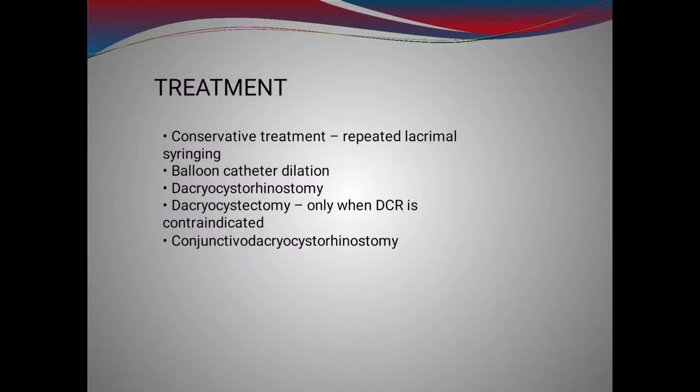In dacryocystectomy, we just remove the sac, but it will not solve the problem of epiphora. Patient will have constant watering, because where will the tears go? And in conjunctivo-dacryocystorhinostomy, this procedure is done when there is a block before the common canaliculus. If the common canaliculus is blocked, then even if we make flaps in the lacrimal sac, drainage won't be possible. So we have to cut the conjunctiva also, and we have to make conjunctival flaps also. That is called conjunctivo-dacryocystorhinostomy.